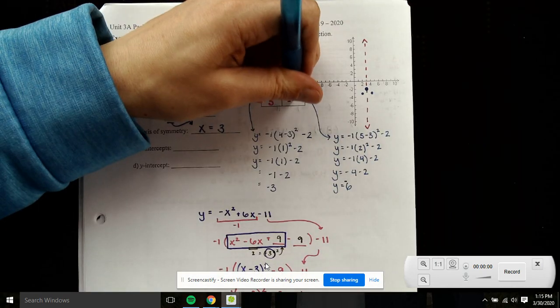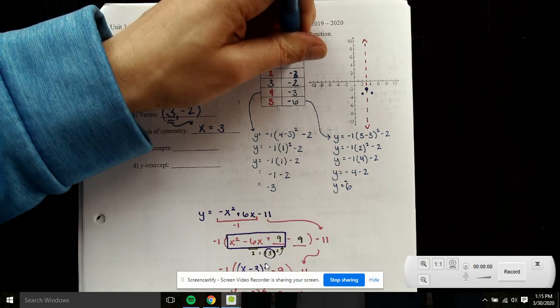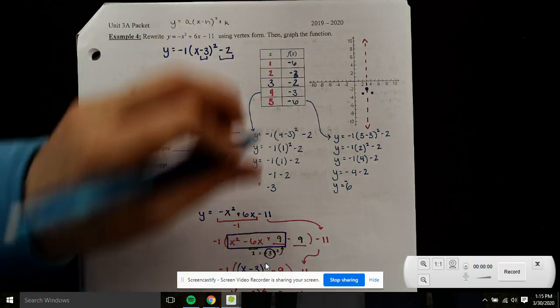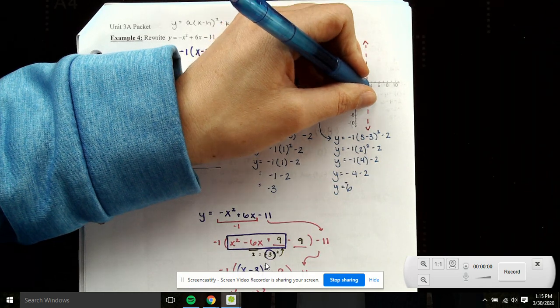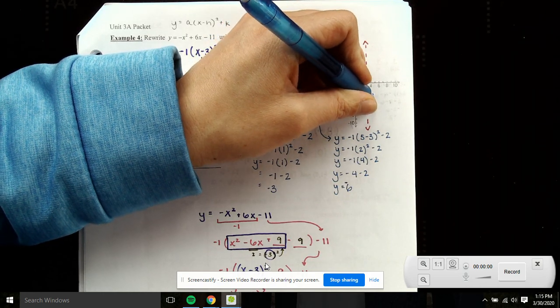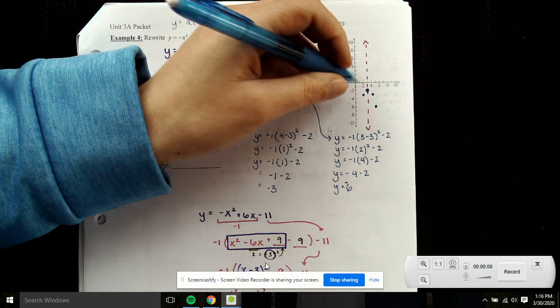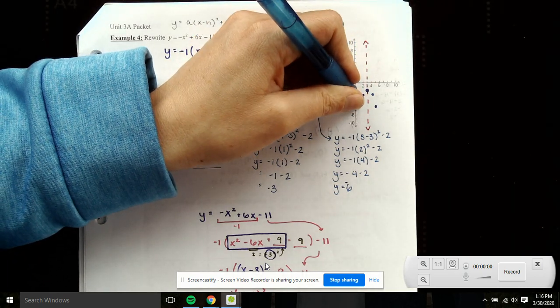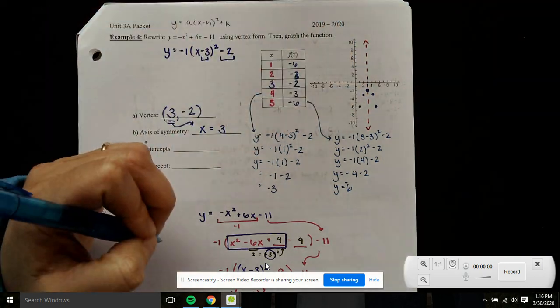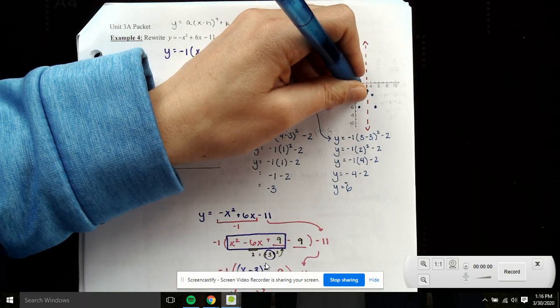So up here I should have a -6, and up here I should have a -6. So if I plot the first one, (5, -6), it goes right here. And then if I look at the axis of symmetry, it makes sense that I would have (1, -6). And I'm just going to draw them.